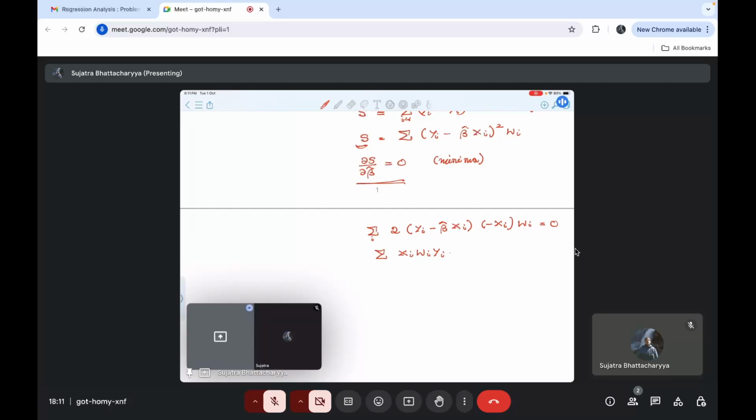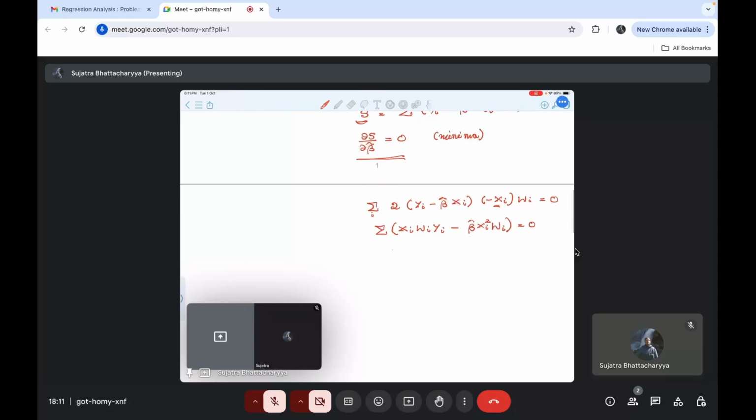Okay, so this will be there minus, and this minus can be taken outside. That is also fine. So it will be beta hat xi wi xi square. Sorry, this xi is there. So this will be equal to 0. Fine. So finally, what we are getting is that summation xi yi wi will be equal to beta hat times summation xi square and wi.